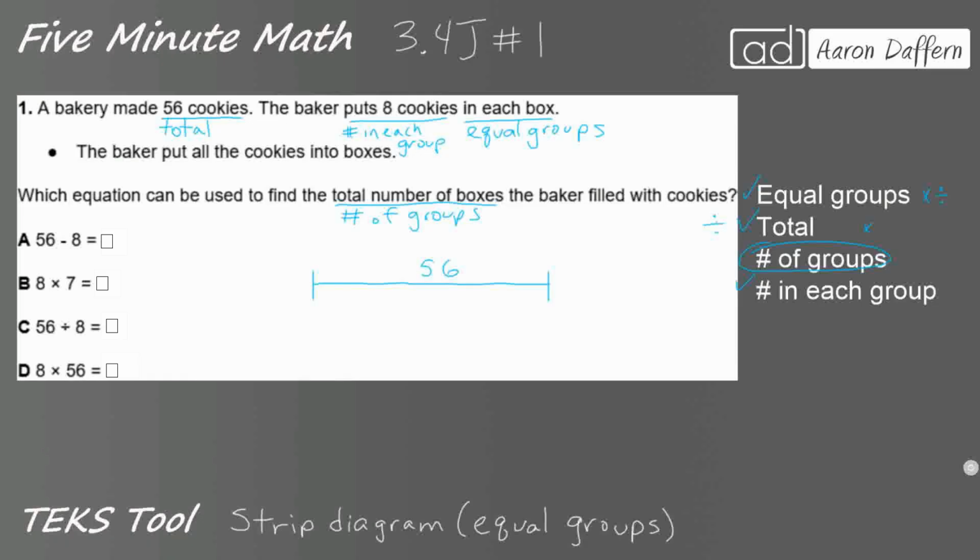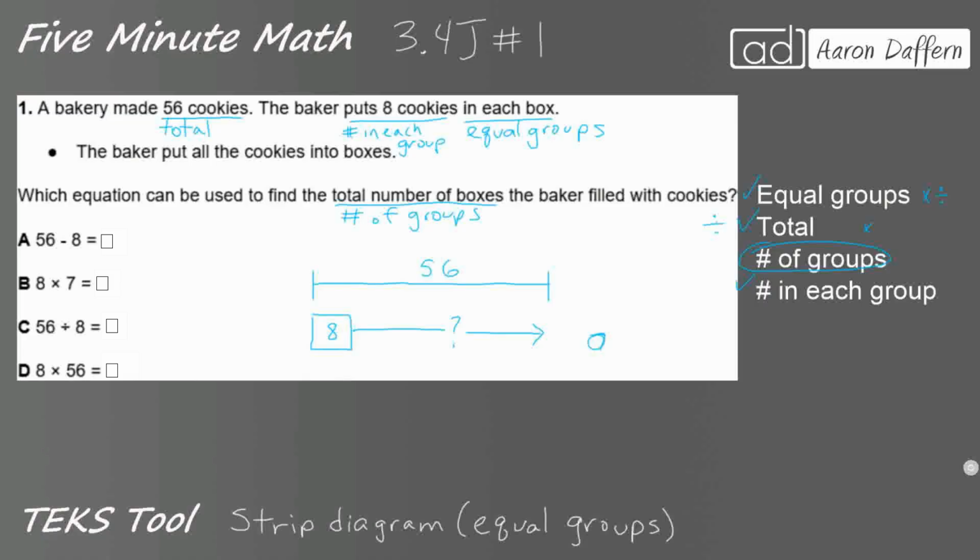Now, when you don't know the number of groups, you can't draw a second bar underneath and split it up into number of groups because I don't know how many groups there are. So there's a special way that we draw a strip diagram when we know that the number in each group, in this case, is 8. I just don't know how many 8s go into 56. So if we wanted to represent this with a strip diagram, we would do it like this. We would draw an arrow and a question mark. And what that lets us know is how many 8s go into 56? That's the question. We don't know whether it's 2 8s, 3 8s, 4 8s.